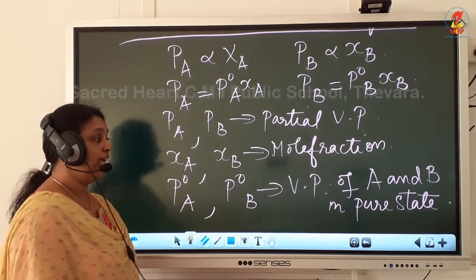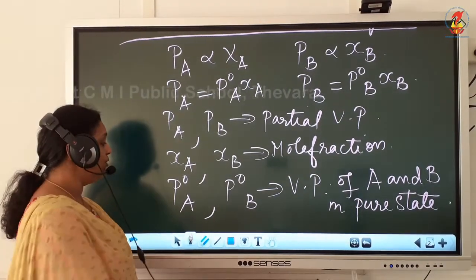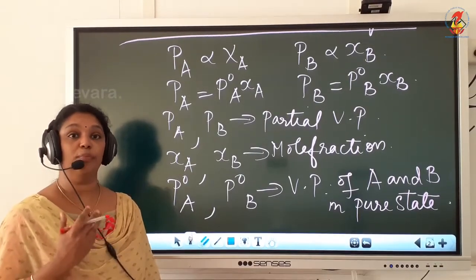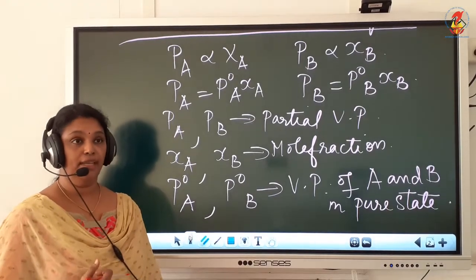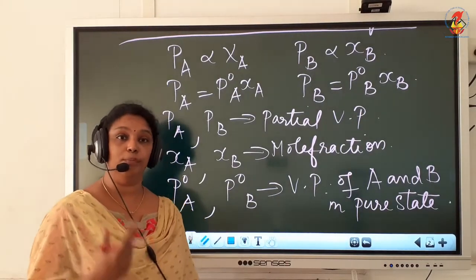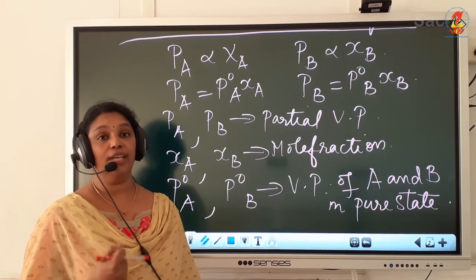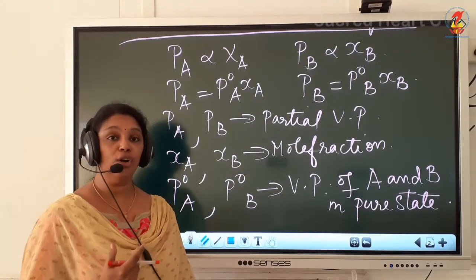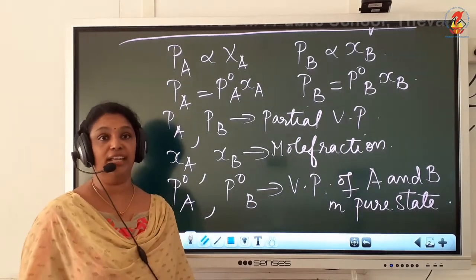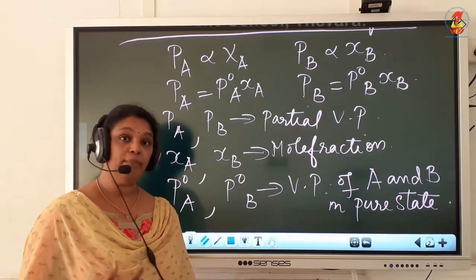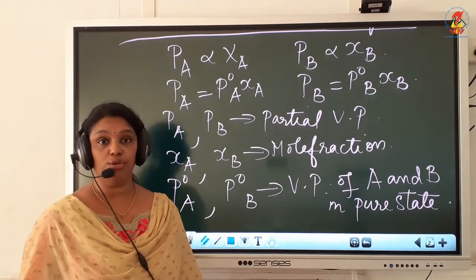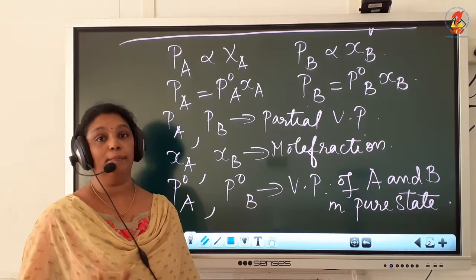What's the meaning of that? Vapor pressure of A and B in pure state. Pure state means, suppose we have only solvent A, then we have the vapor pressure only from A. That is the vapor pressure of pure solvent, denoted by P naught A. Suppose we have only solute B, then we have the vapor pressure from pure solute B, denoted by P naught B. Only when A is present, we denote the vapor pressure of A as P naught A. Only when B is present, we denote it as P naught B. When both are mixed, A and B, we get solution, so we get the partial vapor pressures PA, PB.